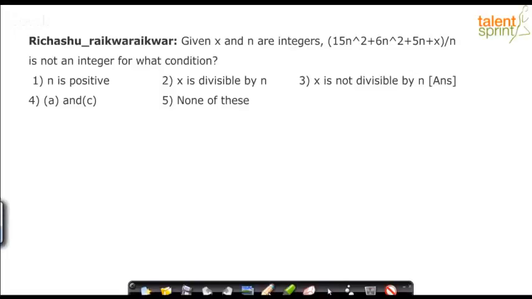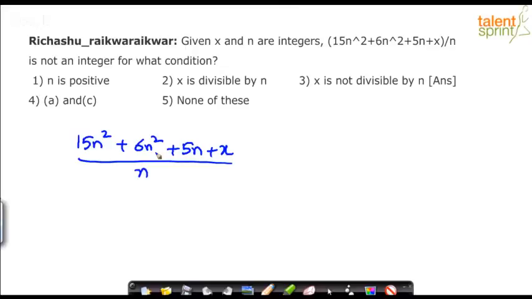Okay, given x and n are integers, 15n squared plus 6n squared plus 5n plus x by n is not an integer for what condition? Just check, Richard. There are different options given to you. Use those conditions and see what is the answer there. See, x and n are integers. So remember, x and n both are integers. He says this is not an integer for what condition? Now n is positive. I don't think n being positive or negative will result in this being integer or non-integer, right? X is divisible by n. Let us consider these two conditions. X is divisible by n, X is not divisible by n, right?